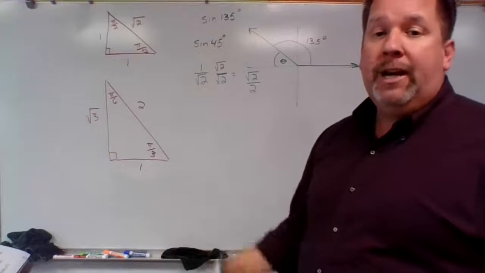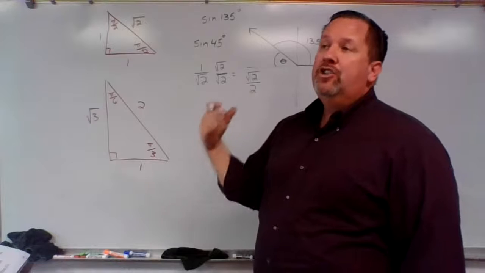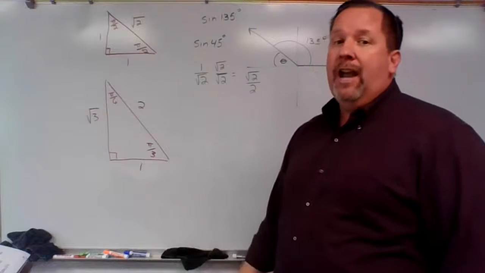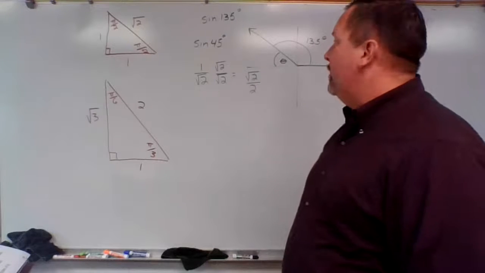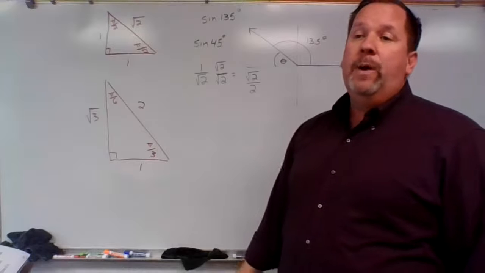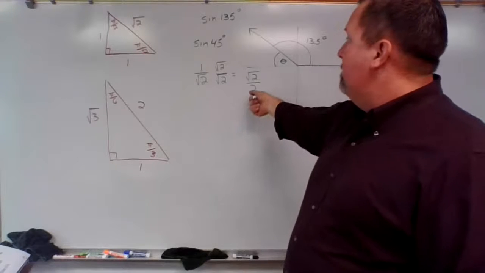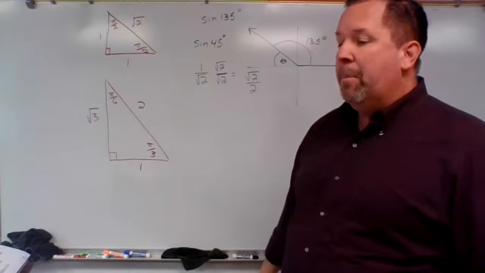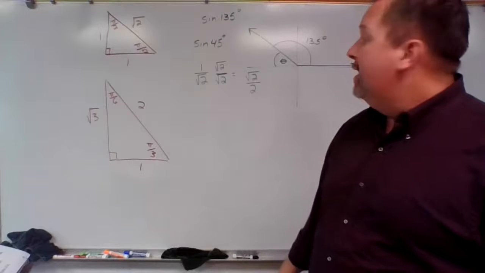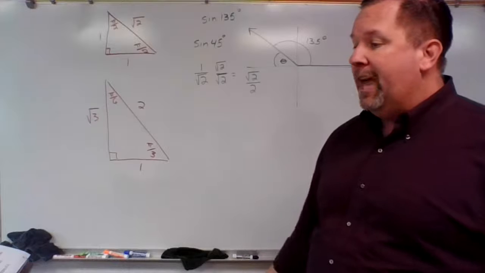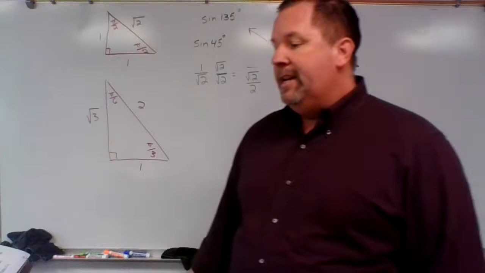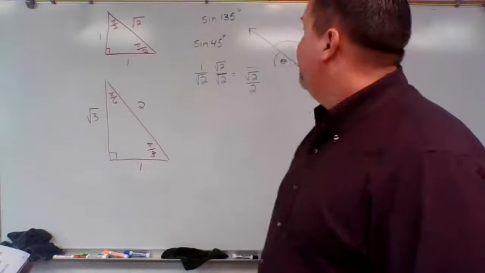And you can go ahead and put your calculator in degrees mode and ask your calculator, hey, what's the sine of 135? It will give you its best approximation. This is actually a more exact answer. It's the most exact answer we can come up with. So if you can come up with that on your own, that's a pretty good deal. Root 2 over 2. All right.